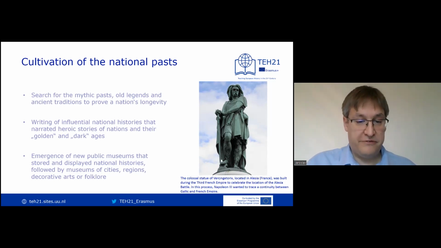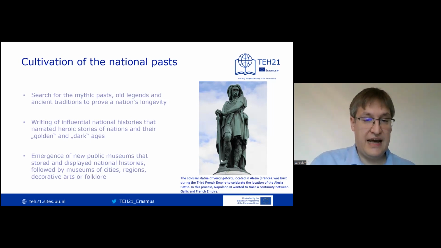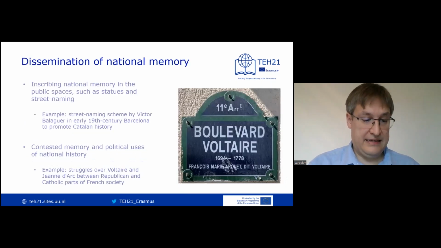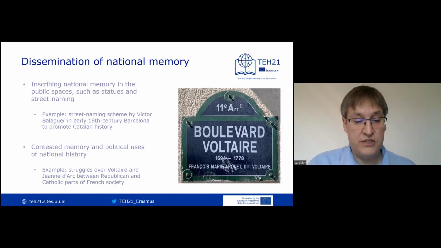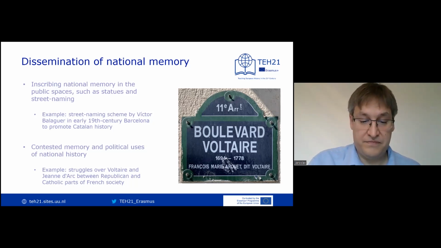The birth of national museums, which stored and studied pieces of national heritage while also creating powerful representations of national history and the homeland, was followed by many more museums, such as museums of cities, regions, decorative arts, or folklore. National memory was also more and more widely disseminated in the public spaces, for instance, through erection of many statues, or via street naming. In Barcelona, for instance, plans were made to name streets of the new urban districts in such a way to systematically convey Catalan history.